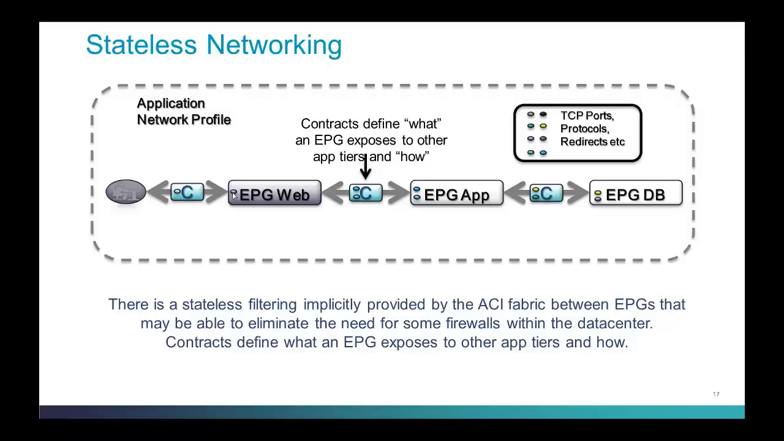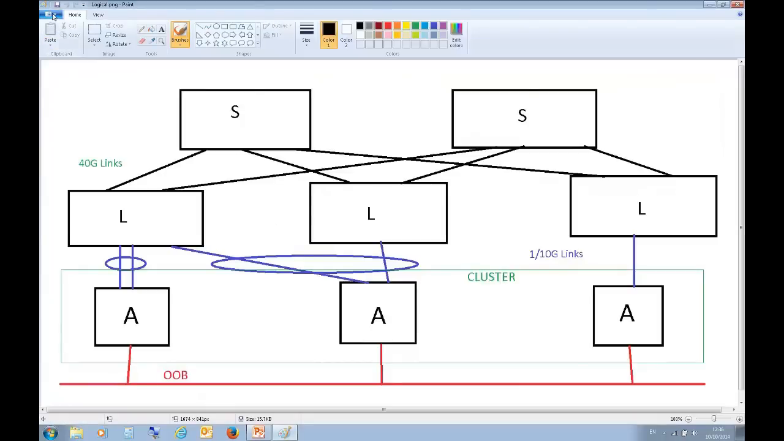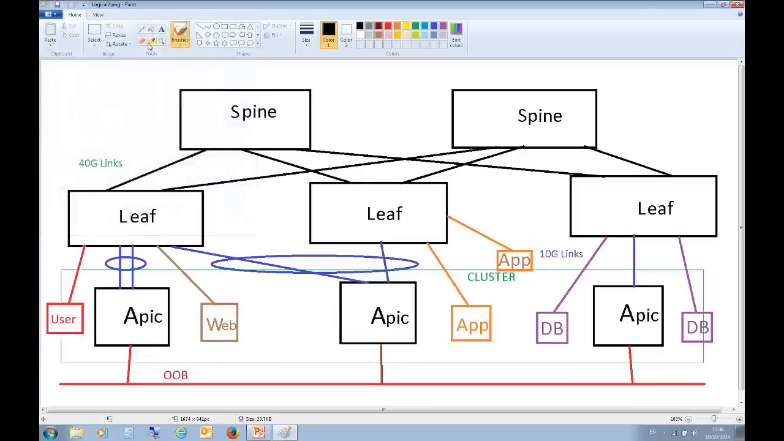So let's go back to the diagram here. We've got our spine and leaf network, and then what we've attached is, for example, a user to a leaf. Then obviously you're going to need to attach web servers to the leaves, application servers to the leaves, and database servers to the leaf. When you first configure your APIC and get them into a cluster, the first thing it will do is discover the leaf that it's attached to. I'll get to attachments of it later.